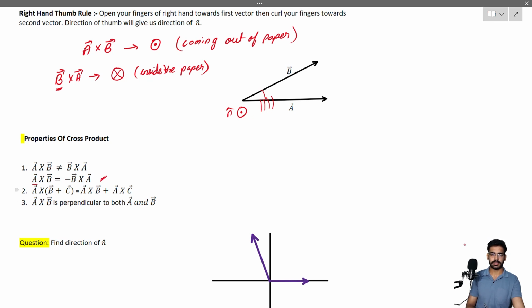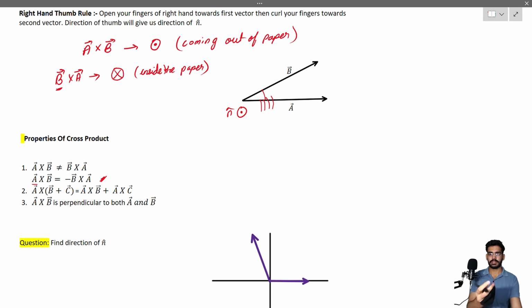A cross B is the negative of B cross A, because A B sine theta is the same, n cap is a unit vector, the magnitude is the same, but the direction is just opposite, right? So that is negative. Okay, so A cross B is the negative of B cross A. The second property is that it is distributive. So A cross (B plus C), you can open the bracket. You can't change the order here: A is written first, A cross (B plus C). So if you are opening it, A should come in front only. A cross B plus A cross C, that is what is going to come. The third property: A cross B is perpendicular to both the A and B vectors.